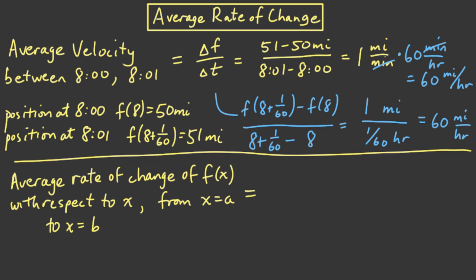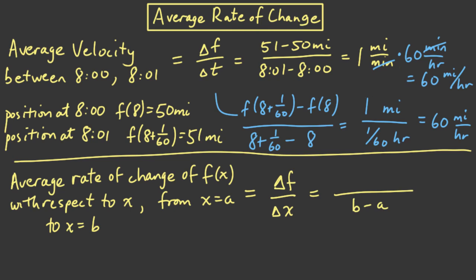And this is exactly what we had above. It's just the change in f, so delta f, divided by the change in x, delta x. And this is always going to be measured in units of the output divided by units of the input. And the formula is just as follows. So delta x, well, x is going from a to b, so delta x, the change in x, is going to be b minus a.